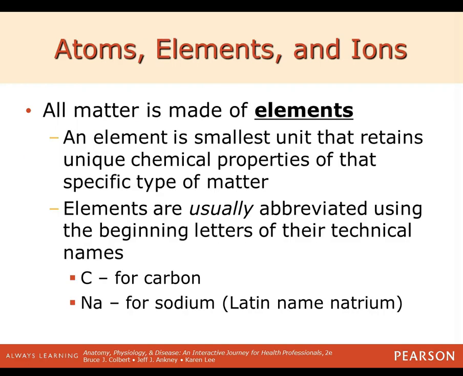To begin, atoms, elements, and ions. All matter is made of elements. The element is the smallest unit that retains the unique chemical properties of that specific type of matter. Elements are usually abbreviated using the beginning letters of their technical name. So, usually is italicized here because an example is C for carbon, H for hydrogen, He for helium.